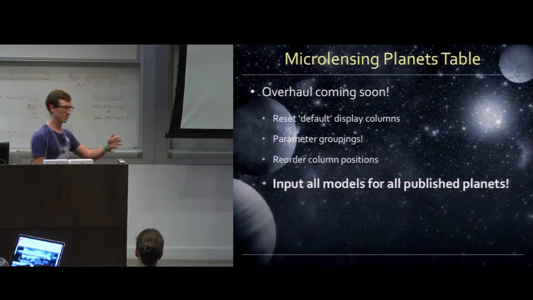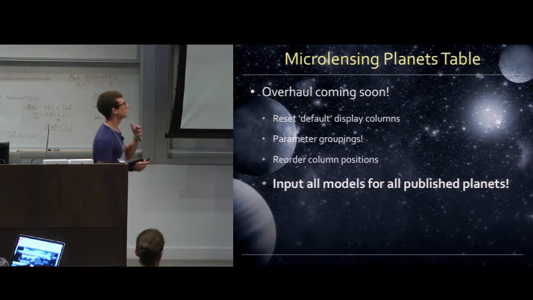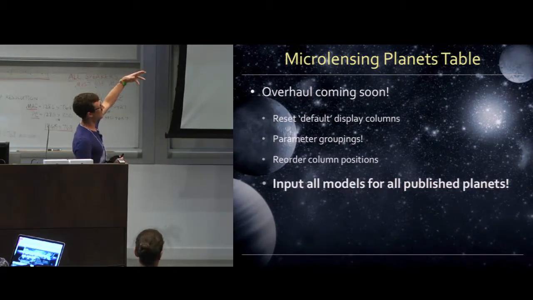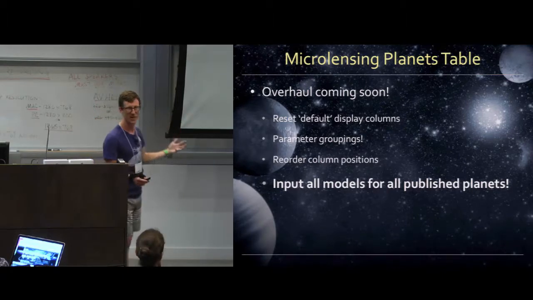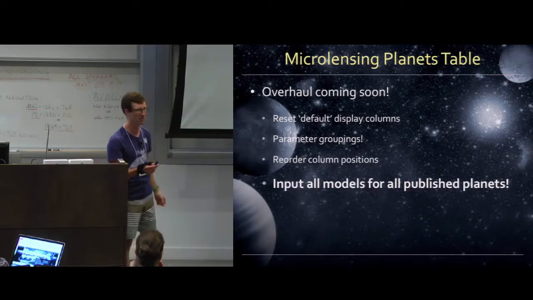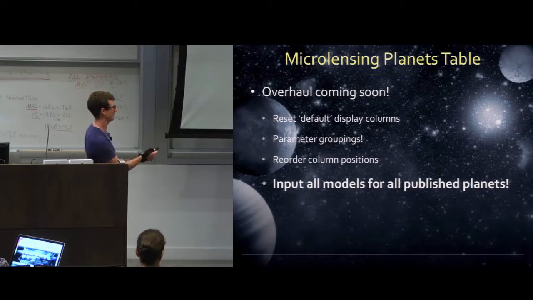We are currently undergoing an overhaul of this, which I'm helping lead, to do minor UI tweaks, such as resetting the default displays, grouping the parameters, reordering column positions. And right now it's incomplete. There were about 35 columns, but it was only spanning maybe 10 or so planets, to make sure that we catch up with the current state of the microlensing exoplanet literature.